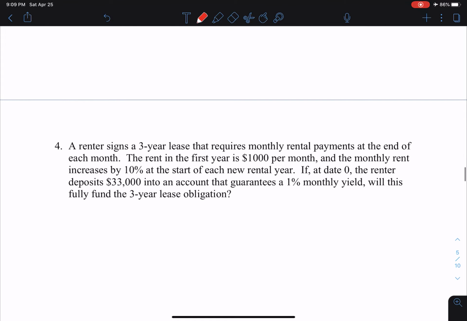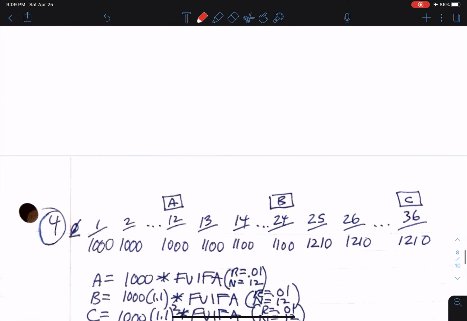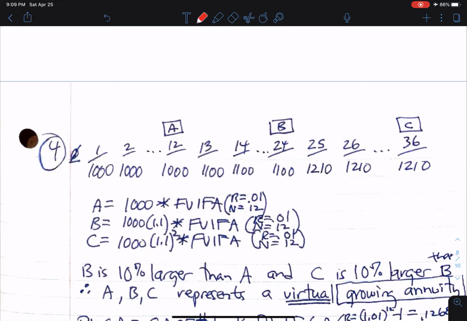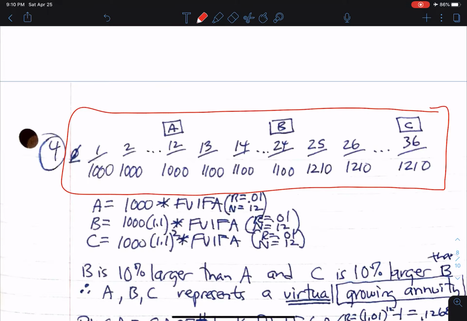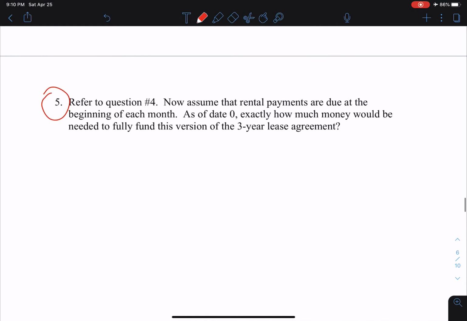You'll recall we did a 3-year lease. The rent was $1,000 per month in the first year, $1,100 per month in the second year, $1,210 a month in the third year. And here was the diagram, cash flow date line right here. Okay, that's the one we're referring to. Now let's go to question number 5.